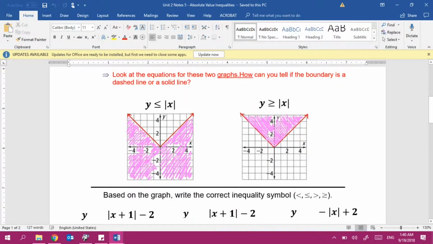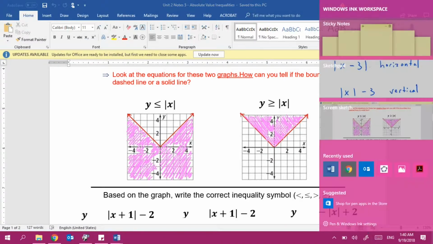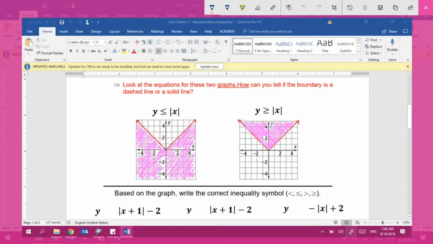How do I know where it's going to be shaded? Take a look at these two examples right here. We've got y is less than or equal to the absolute value of x. You can see the graph right there. And then we've got y is greater than or equal to the absolute value of x right there. So one of these graphs is shaded below the V, and one of these graphs is shaded above the V. How do you know which one is above and which one's below? Well, this sign right here, that's the less than or equal to sign.